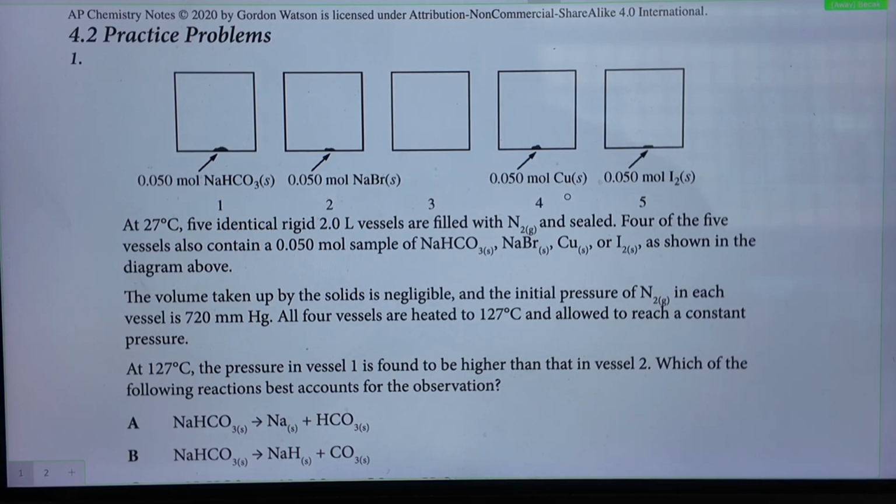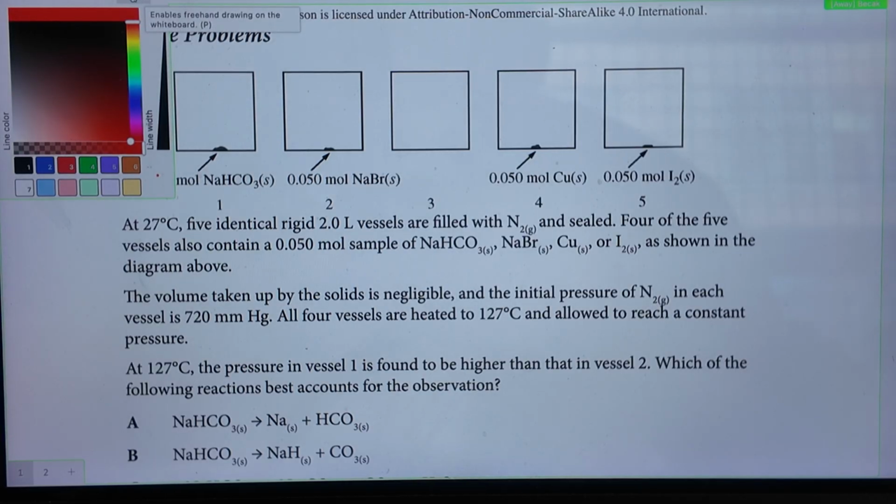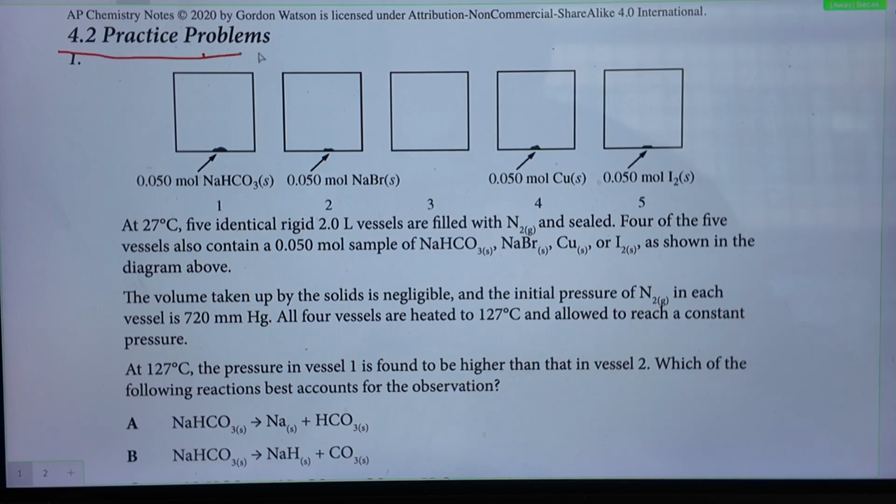Okay, we are doing the 4.2 practice problems. That's 4.2.